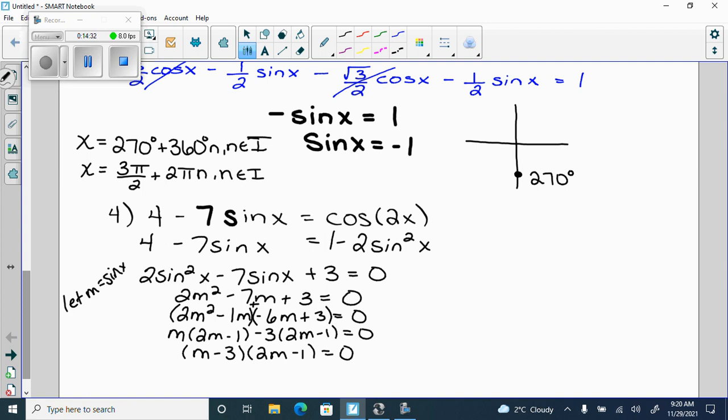So we get m equals 3, and m equals 1/2, which, this is sine x equals 3. And when I see sine x equals anything above 1 or below minus 1, I get really happy. Why? Because there's no solution.